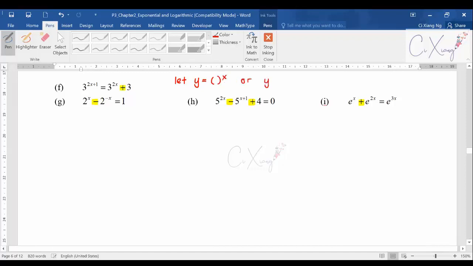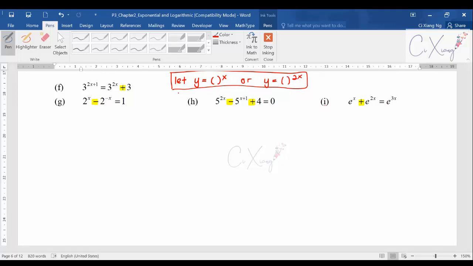Or maybe you can let y equal to something power 2x or 3x or whatsoever. It depends on the style of the question. Okay, right. So this is just a guideline to guide you. Maybe again, I will solve some questions for you, and then you can try to solve the other one yourself.